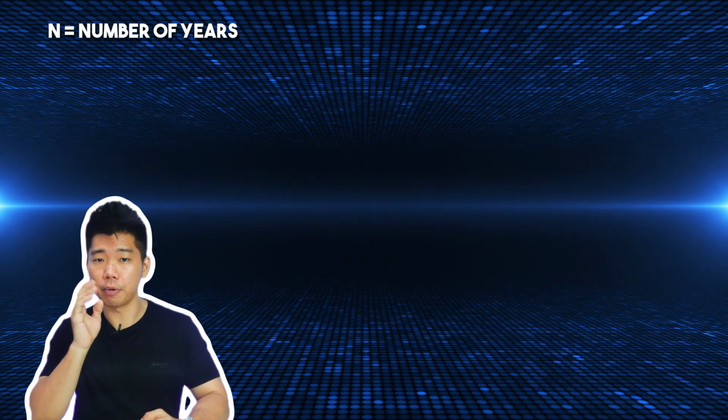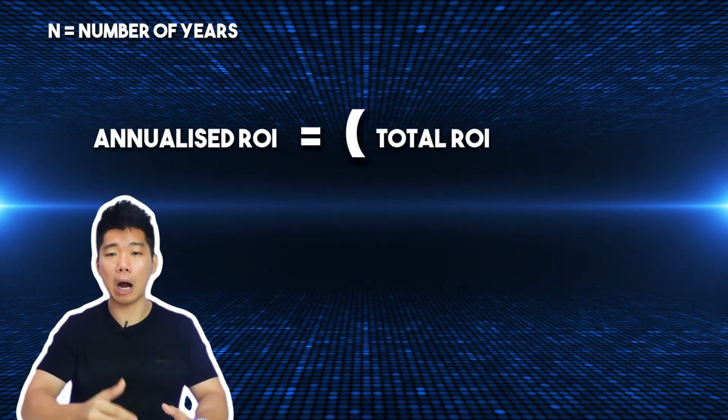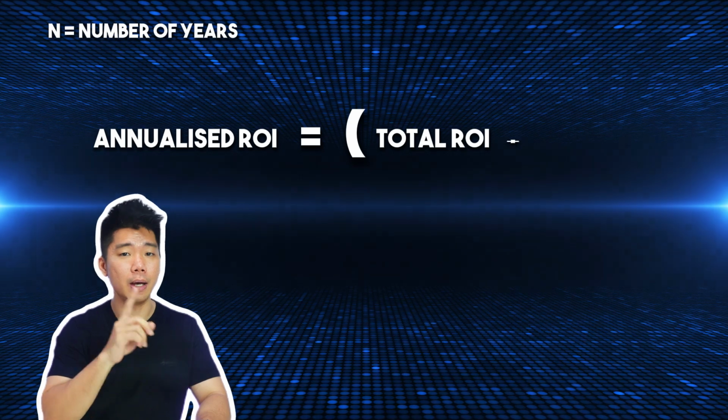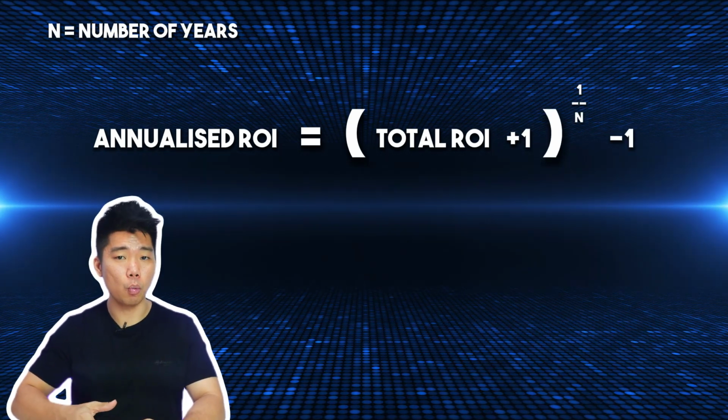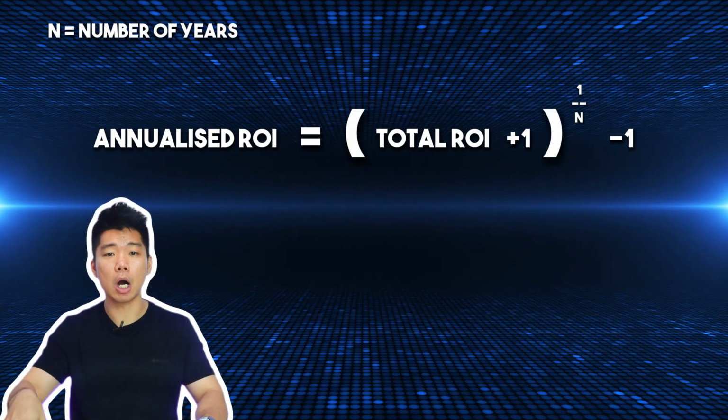N equals the number of years. To calculate it, you take your ROI, which you found in the first formula, add 1, and raise that to the power of 1 over the total number of years and deduct 1 from the result. That's your average ROI per year.